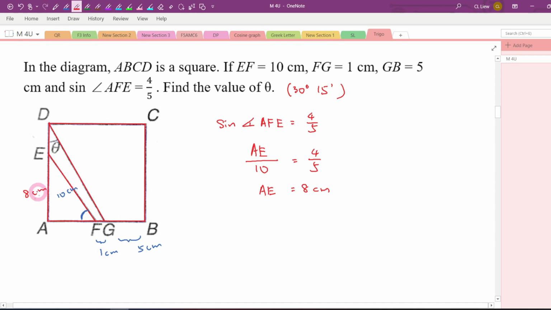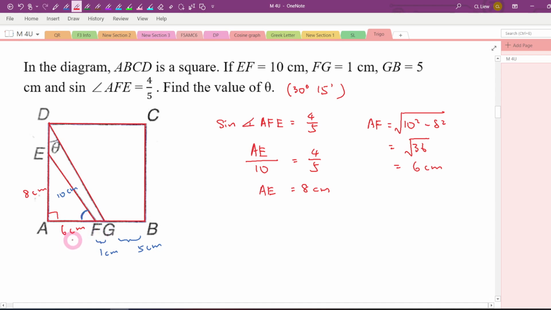Now, if you have 8 centimeter and 10 centimeter, can you get AF? Yes, using Pythagorean theorem, right? So AF, ask yourself, short or long? Short, right? So 10 squared minus 8 squared, square root. So this is 36 and AF is equal to 6 centimeters. Now you have more and more information.